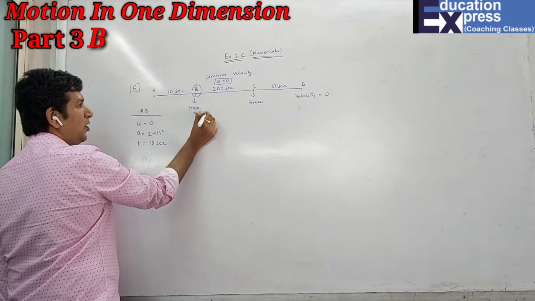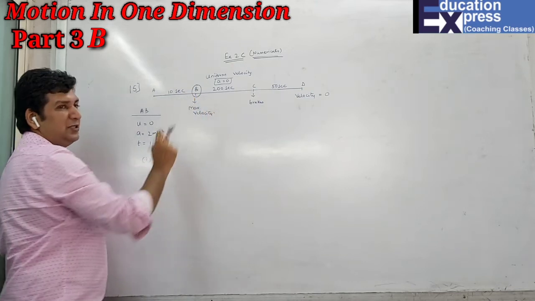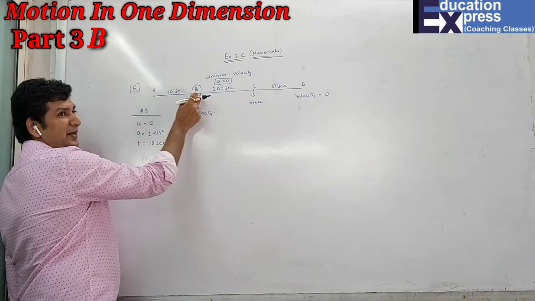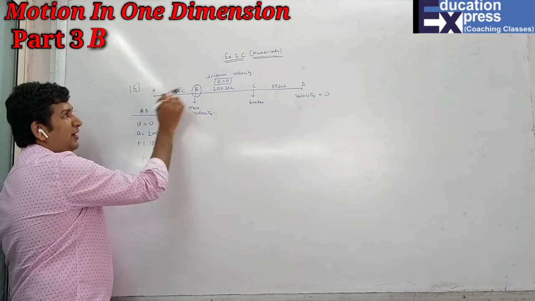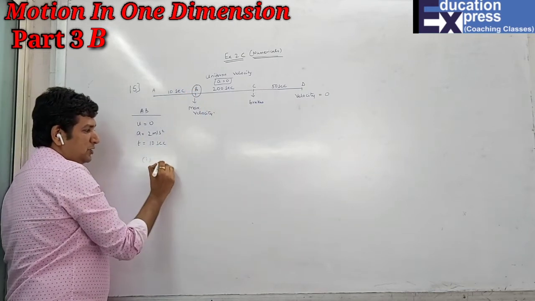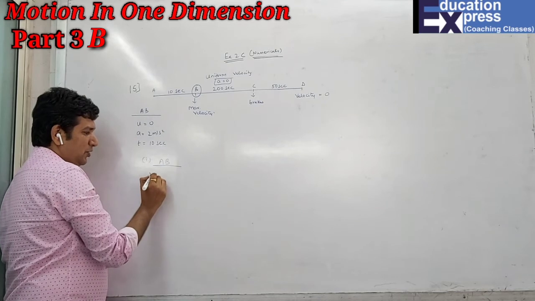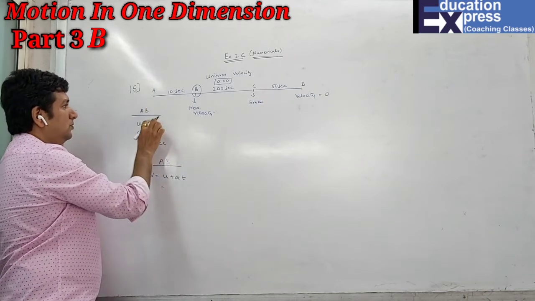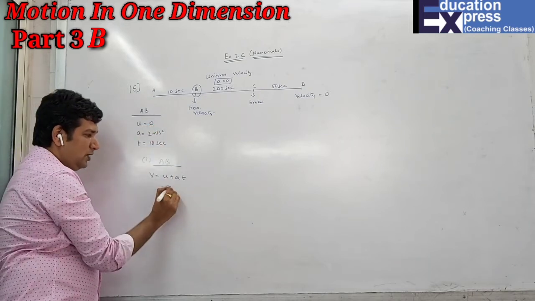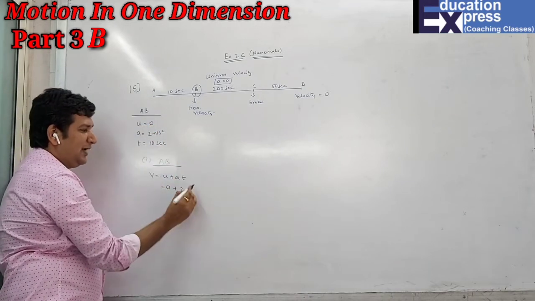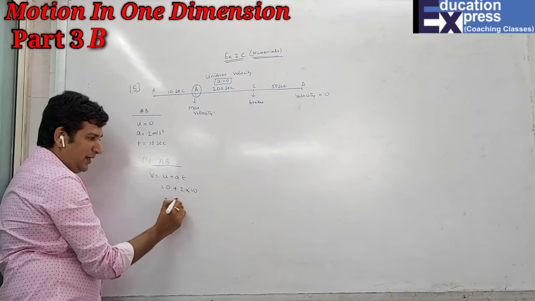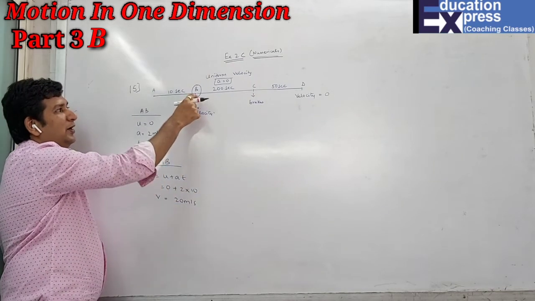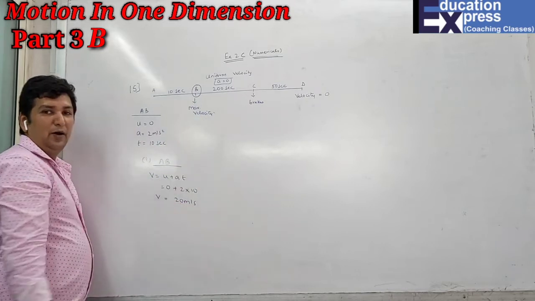Maximum velocity. If I want to find the velocity at point B, can I consider A and B? A is initial, B is final. So I have to find the final velocity for the AB part. For the AB part, V equals U plus AT. What is U in this part? 0. Acceleration was 2 and time was 10. 0 plus 20 is 20 meter per second. So we got the velocity at point B as 20 meter per second.